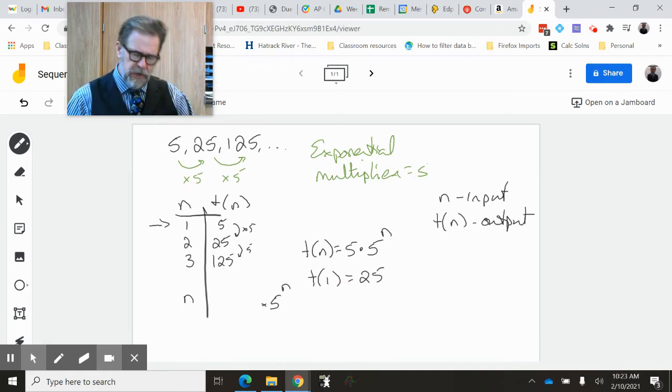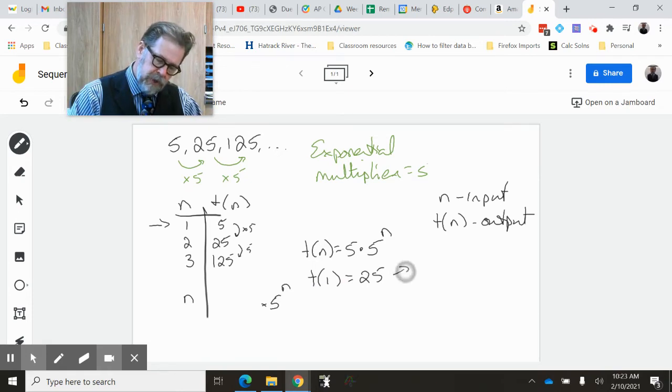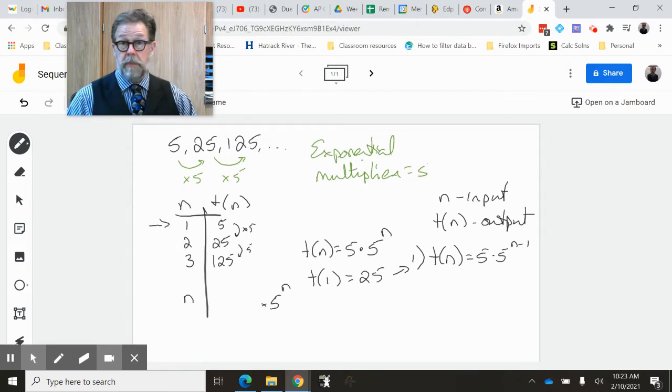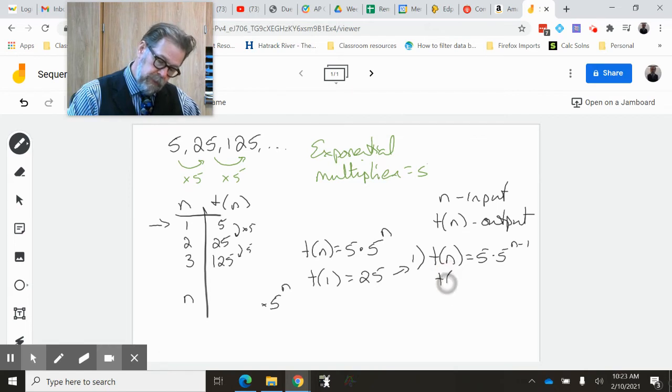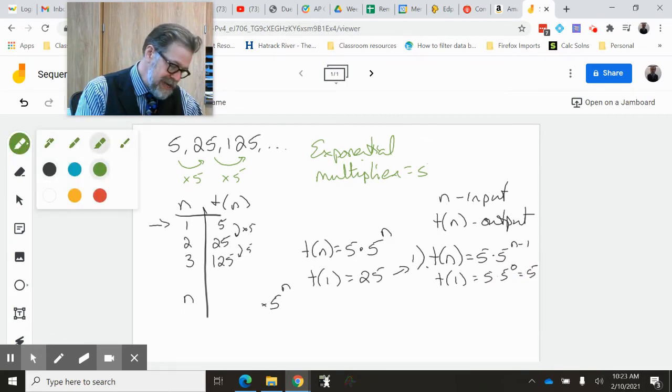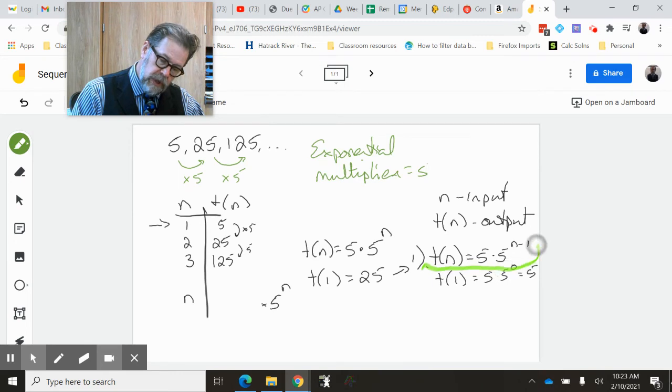So there's two ways that we can do this here. Option number 1 is make my sequence t of n equals 5 times 5 to the n minus 1. I'm going to subtract 1 from the power. And so when n is equal to 1, I get 5 times 5 to the 0. Anything to the 0 is 1, so this is 5. So this equation works. So we'll just circle it with a green highlighter.